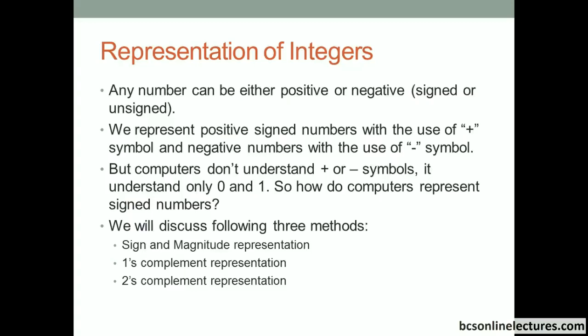So we will discuss this issue in three methods, right? How we can solve this problem of representing positive and negative numbers. This is the basic first problem that we come across when we try to apply binary numbers to computers. We will discuss how to solve this problem in three different ways. First we will discuss sign and magnitude representation. Then we will discuss 1's complement representation and 2's complement representation as the third option, right?